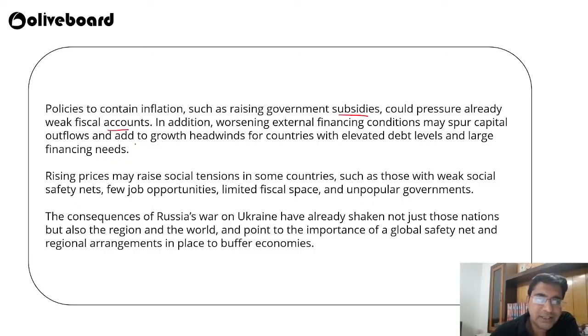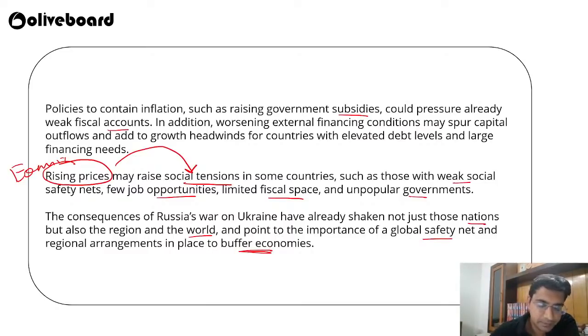Rising prices may raise social tension. Here I am linking the economic part with the social part. Rising prices may raise social tension in some countries, such as those with weak social safety nets. There will be very few job opportunities, limited fiscal space, and an unpopular government. So the consequences of Russia's war on Ukraine have already shaken not just the nation but also the region and the world, and point to the importance of the global safety net and regional arrangements in place to buffer economies.